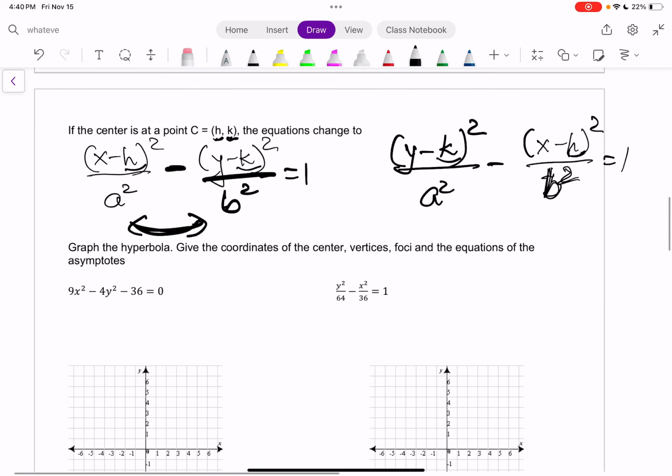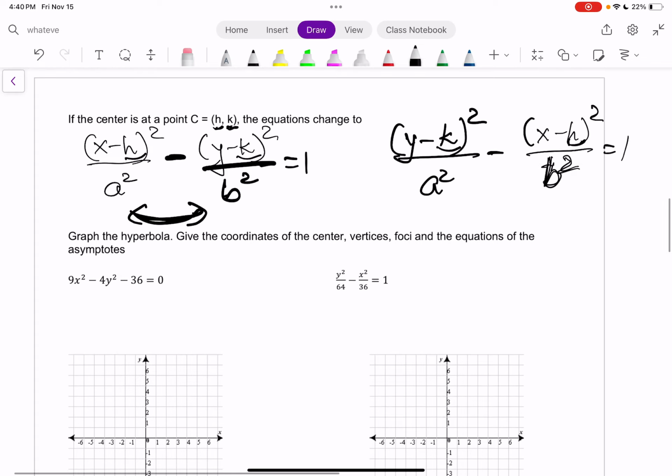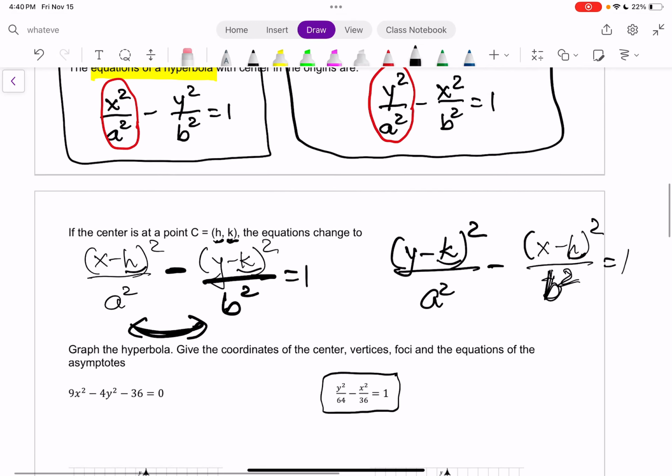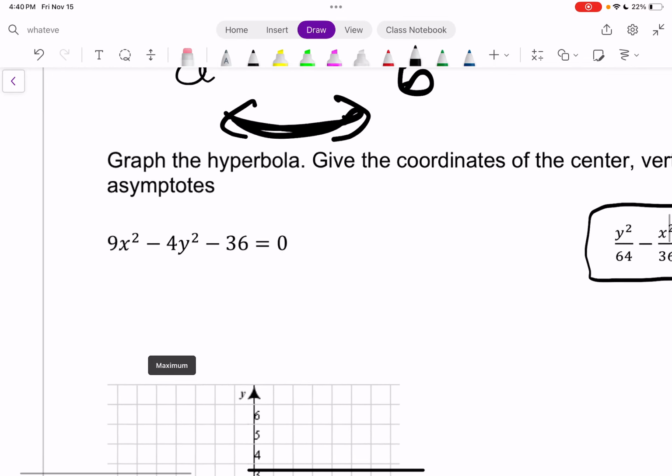All right, so let's see how we can get used to these concepts. It says graph the hyperbola, give the coordinates of the center, vertices, foci, and the equations of the asymptotes. So I will show you in a minute how to find all of that. Now, of course, the equation of a hyperbola, same as the equation of an ellipse, has to somehow look like this, with the fractions, the minus sign in between, and equaling 1. That's not the case here.